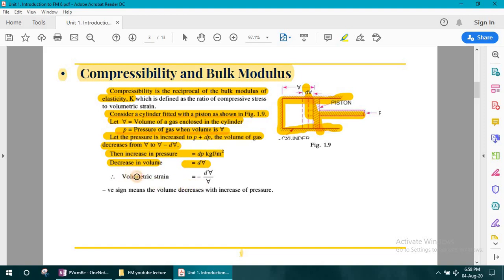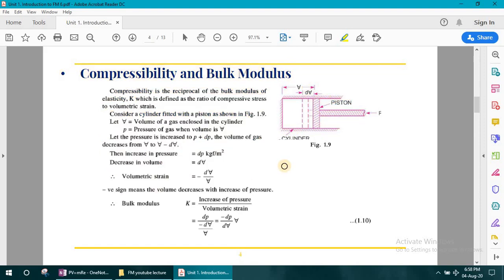Then we know about volumetric strain. There are different types of strain: shear strain, volumetric strain. So what is my volumetric strain? It is the change in the volume to the original volume, and a negative sign is given because the negative sign means volume decreases with increase in the pressure. So volumetric strain is the change in the volume to the original volume. Then what is meant by bulk modulus? Bulk modulus K is represented by the increase in pressure to the volumetric strain.